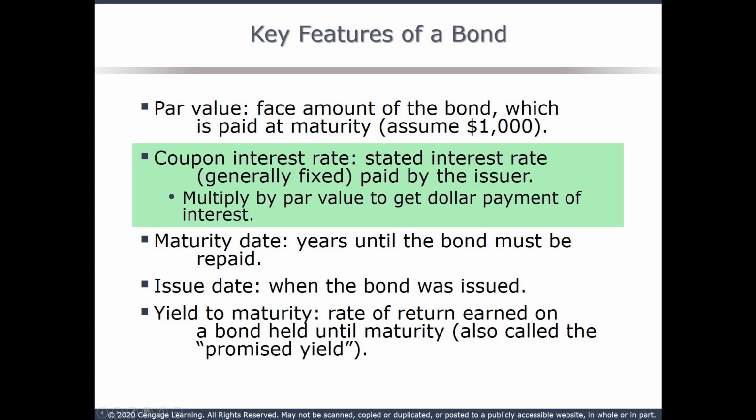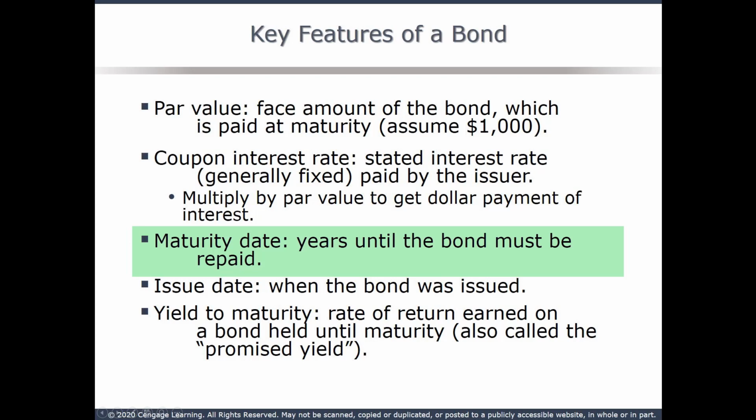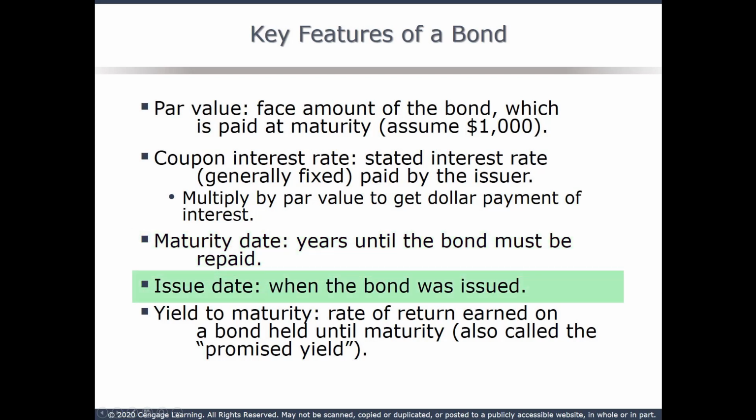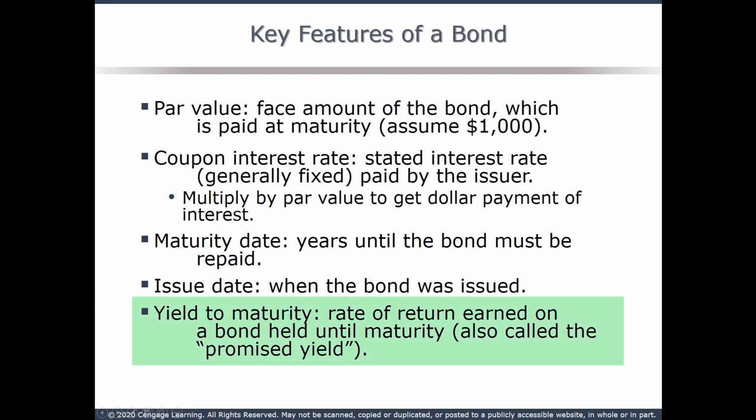It's called the coupon rate because early bonds came with coupons attached that were removed and submitted to receive the payments. The maturity date is the date the bond issue is to be repaid. The issue date is when it was issued. Yield to maturity is the rate of return earned on a bond if held to maturity. It's the market-required rate of return on bonds of similar risk and maturity. It's quoted as an APR. This becomes important later. At the time of issue, the yield to maturity is usually equal to the coupon rate.